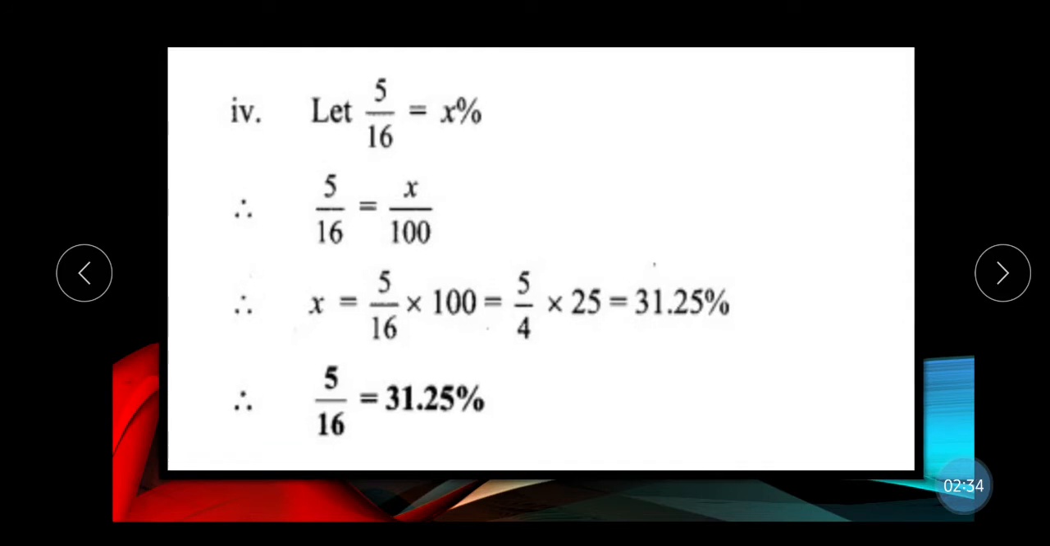Next one, 5 upon 16. Let 5 upon 16 is equal to x percent. Therefore, 5 upon 16 is equal to x upon 100. After cross multiplication, we get x into 16 is equal to 5 into 100. Therefore, x is equal to 5 upon 16 into 100 is equal to 5 upon 4 into 25. Solving this, we get 31.25%. Therefore, 5 upon 16 is equal to 31.25%.